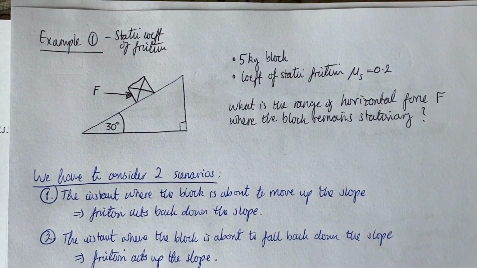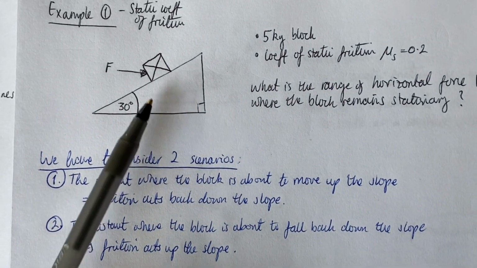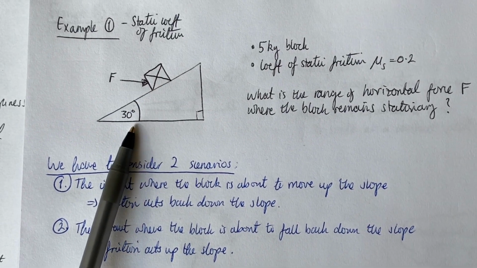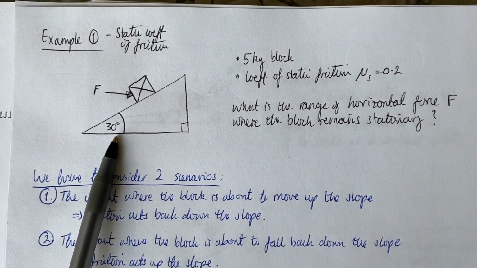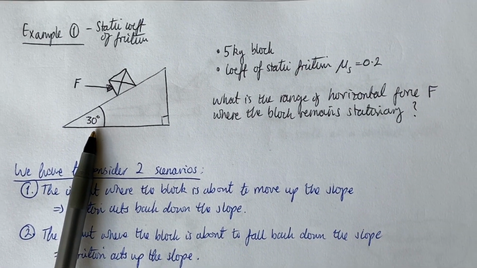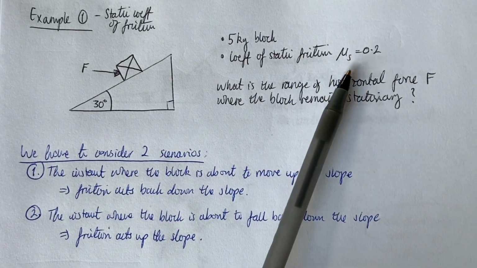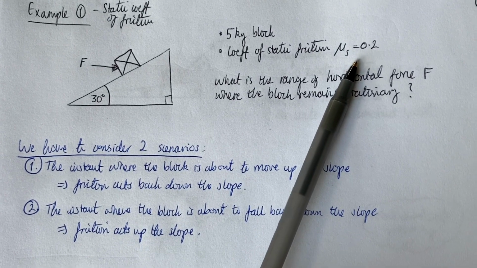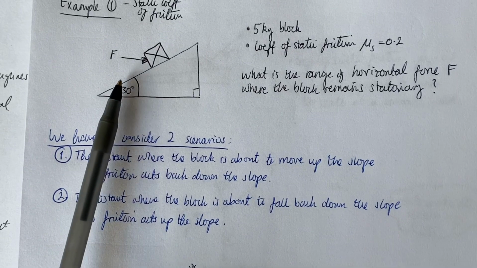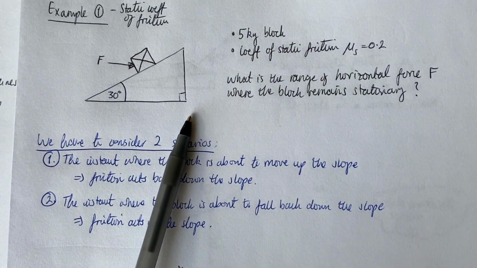So in this first example here, I have a 5 kilogram block or box sitting on an incline of 30 degrees. Flashbacks to mechanics from high school, I guess, right now. I have a static coefficient of friction of 0.2, and the question is to find the range of horizontal force F where the block remains stationary.